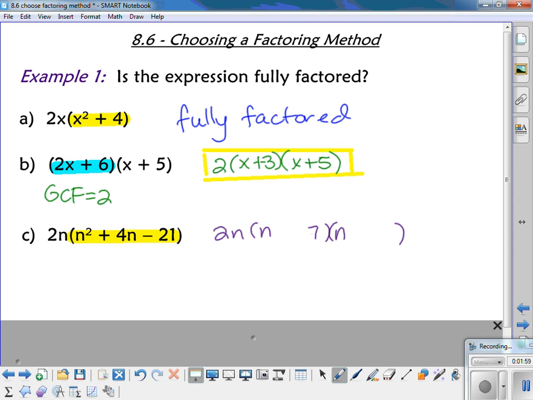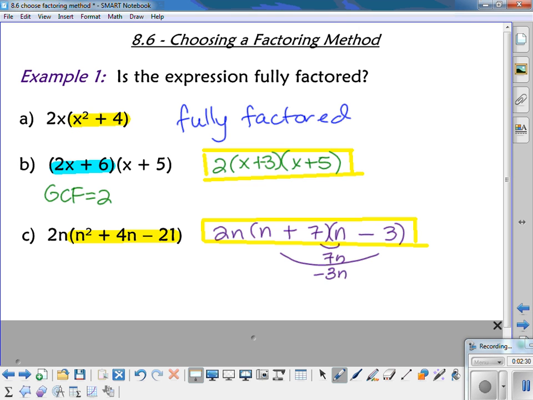7 and 3. Okay, so if I check the inside and the outside, all right, what do I need? Does one of those have to be negative? The 3 should be negative for it to equal a positive 4n, right? So I've made negative 3 and a positive 7. So then that would be the final factored form, fully factored form of that expression. Okay?